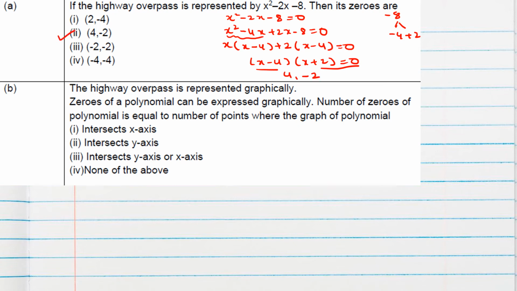Now the highway overpass is represented graphically. Zeros of a polynomial can be expressed graphically. The number of zeros of a polynomial is equal to the number of points where the graph of the polynomial cuts the x-axis, intersects the x-axis. This is the concept from exercise 2.1. Okay, where graphically we need to find the zeros here. Okay, so this is the answer.